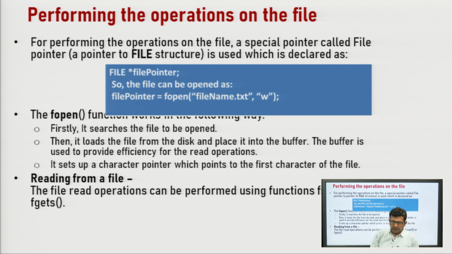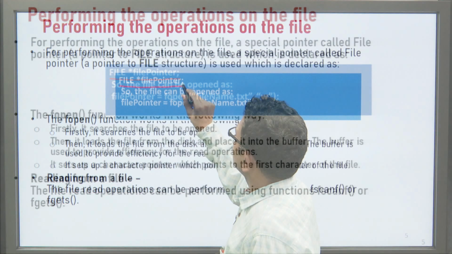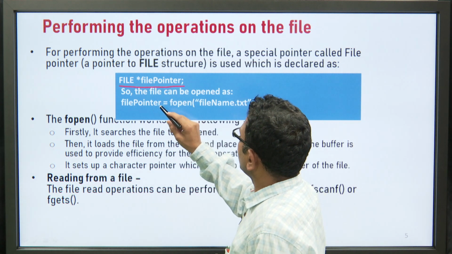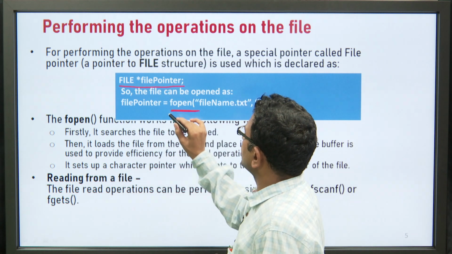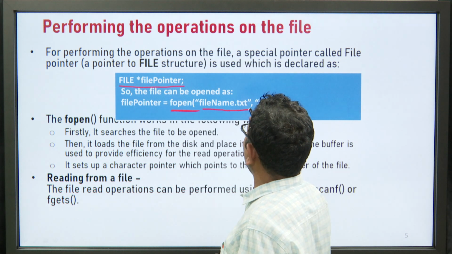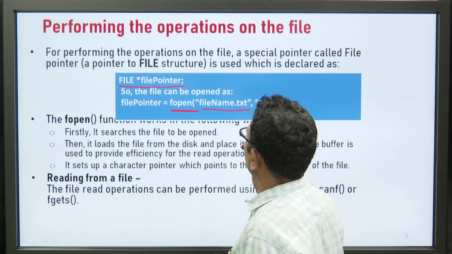Now, just see how we can perform operations on the file. Before starting to perform some operations on the file, we have to declare a file pointer. Already we have discussed file, then a pointer, file pointer. Now we can do any kind of operation. Here we are calling the fopen function. What does it do here? It opens a file named name.txt in W mode, in writing mode.